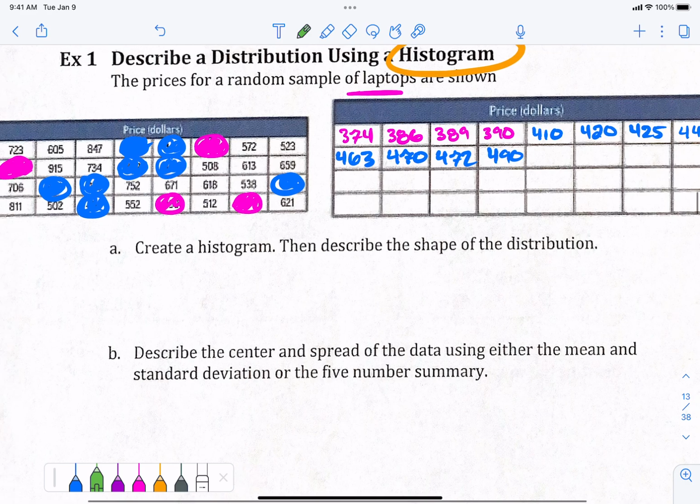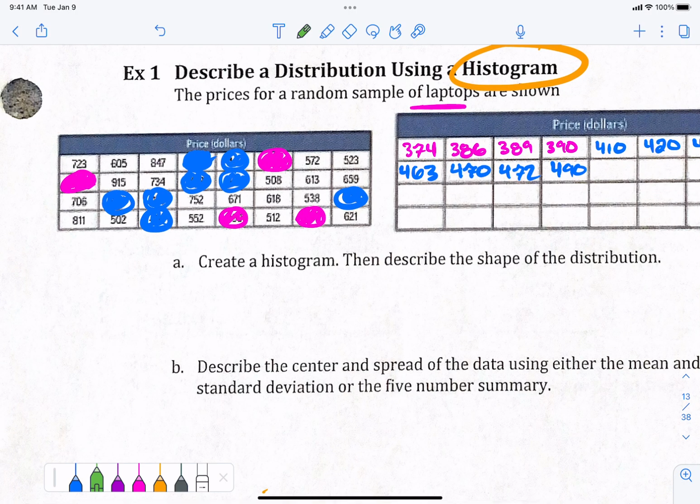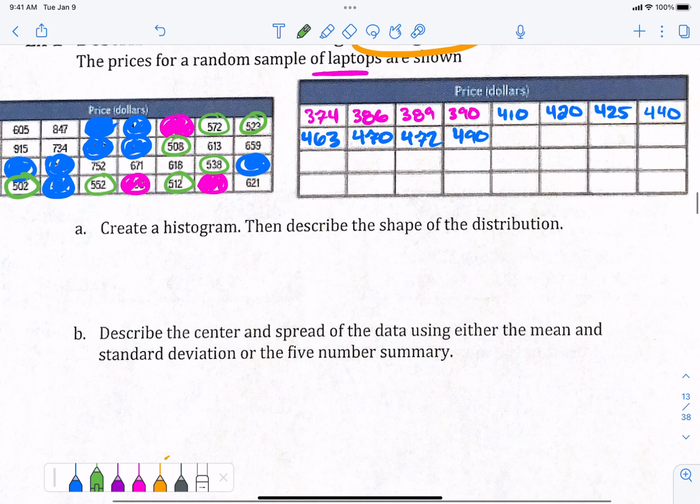Okay, I'm going to start on my next color, and that's the 500s. So I'm going to go through and circle the 500s. There are 1, 2, 3, 4, 5, 6, 7 500s, I think. That's the easiest way to go through and do it. Okay, so 502 starts it, then we got 508.